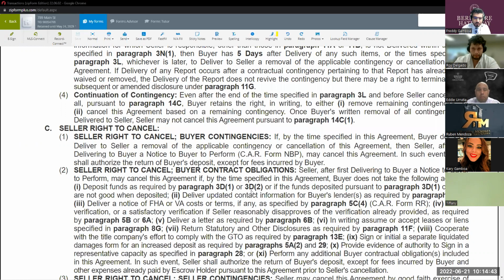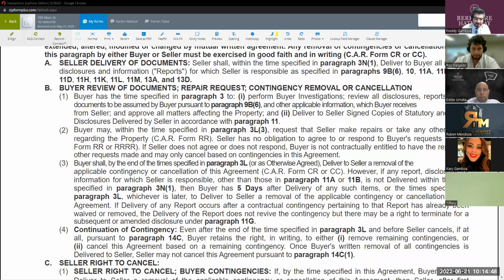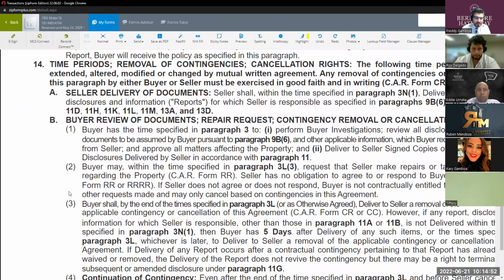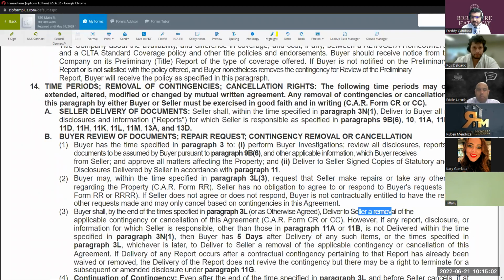Well, we're not going to remove my contingencies. No, it says right here, folks, so please keep that in mind. Paragraph 14, B3. Actually, 14 says time periods, removal of contingencies, cancellation rights. And it says right there, the following time periods may only be extended, altered, modified, or changed by mutual agreement.